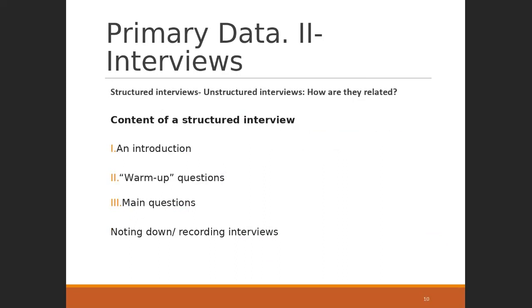Okay, so what is the relationship between structured and unstructured interviews? Some researchers and some people think that they are not related, but they are very much related. They are very much interrelated.